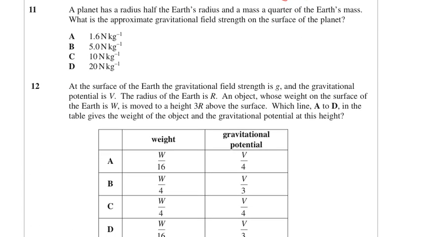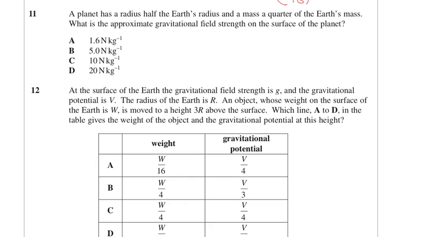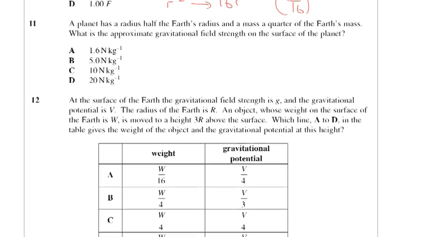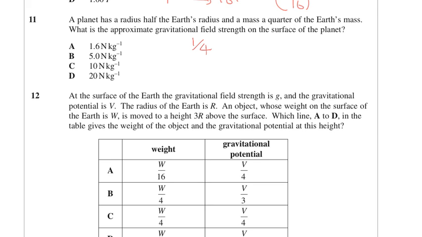So a planet has a radius half that of the Earth's radius and a mass 1/4 of the Earth's mass. What is the approximate gravitational field strength on the surface of the planet? So if on the top line we've got a 1/4, and on the bottom line essentially what we've got is a half squared, which ends up being 1/4 over 1/4, which is just 1. So it should have a field strength around the same as the Earth, which is approximately 10 newtons per kilogram. Also, we know it's 9.8, but it's approximately.